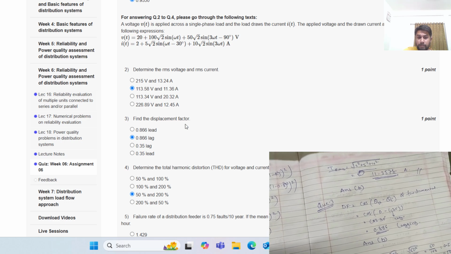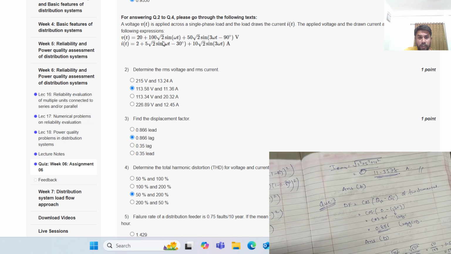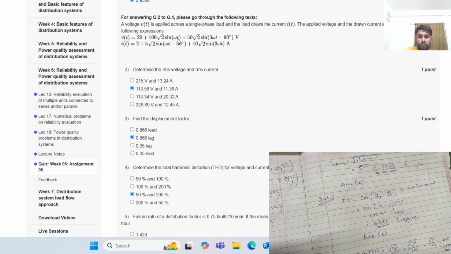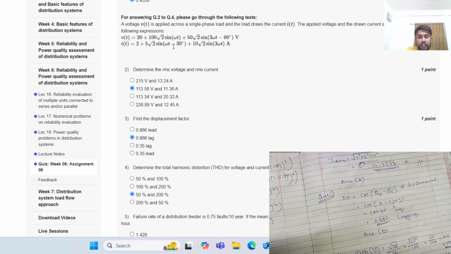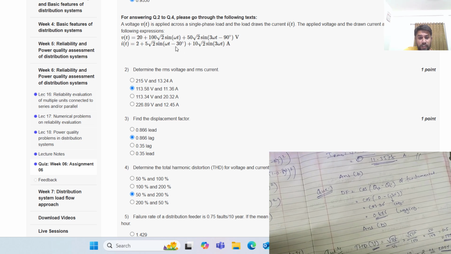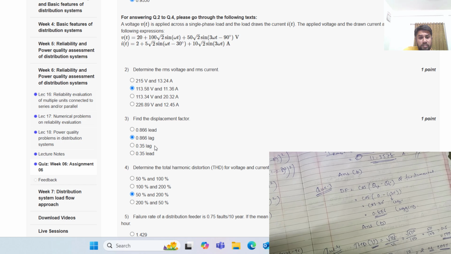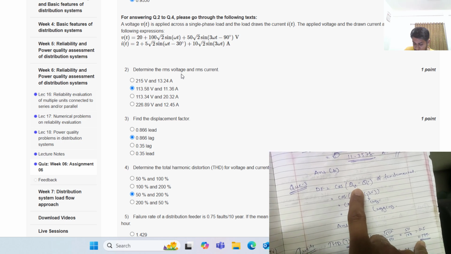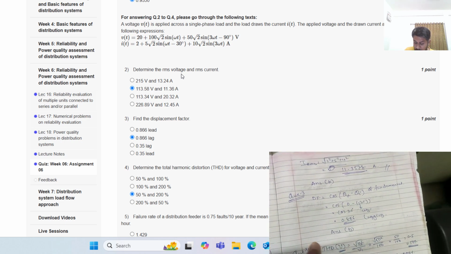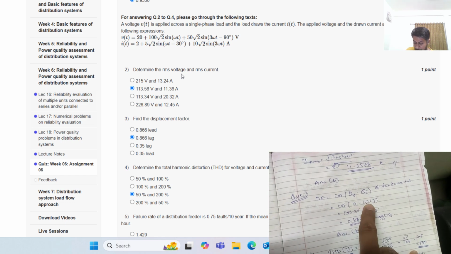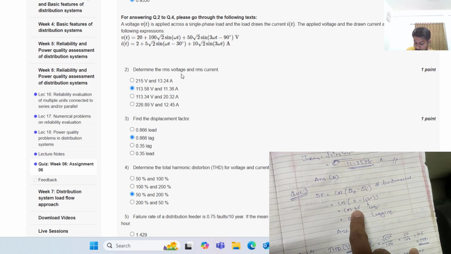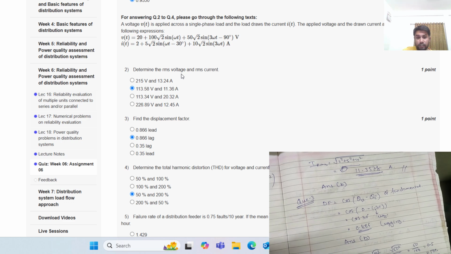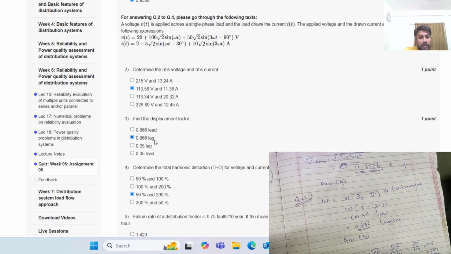Now the displacement factor can be calculated for the fundamental frequency component only. In the voltage wave, there is no phase angle given, so the phase angle is 0 for voltage, and for current it is minus 30. Minus shows the lagging value of the current, so there are two options which have lagging values. Now we can calculate cos of theta of the voltage minus theta of the current, from the fundamental. So 0 minus minus 30 is 30 degrees positive. Cos 30 equals 0.866, and minus shows the lagging side, so it is lagging. So the answer is B, 0.866 lagging.